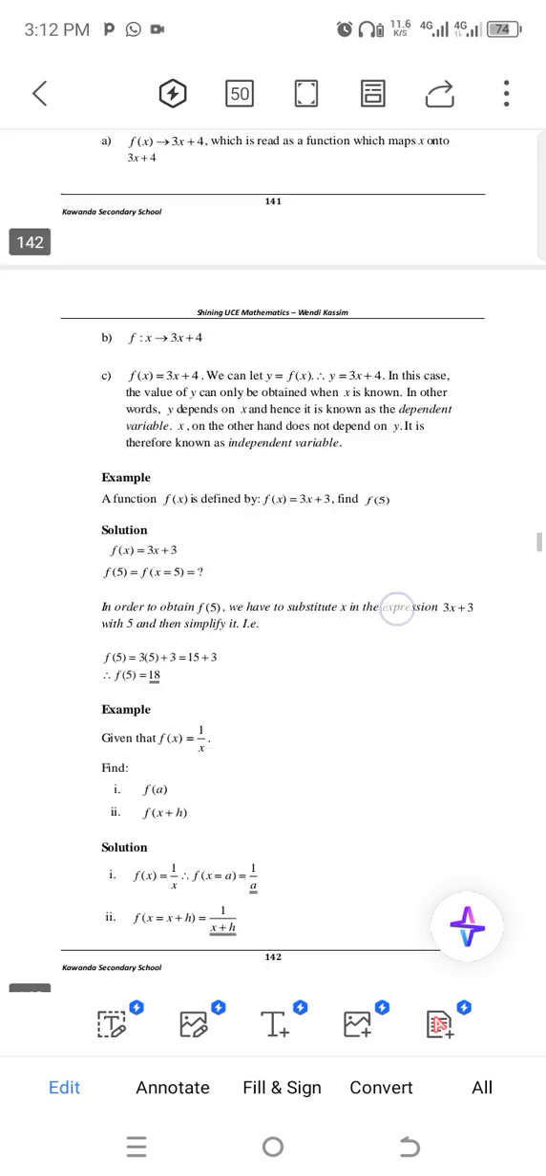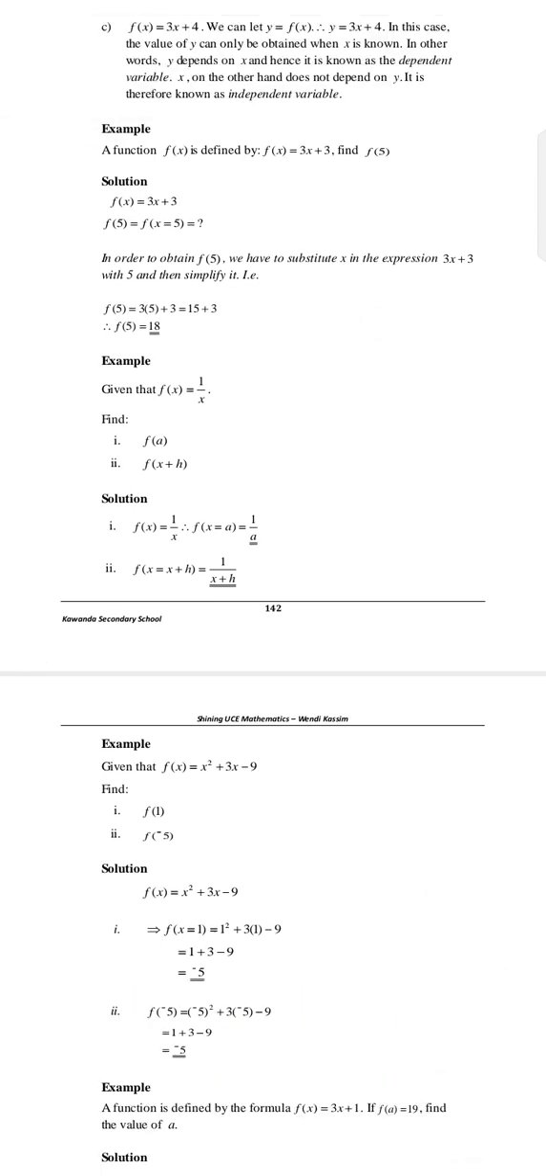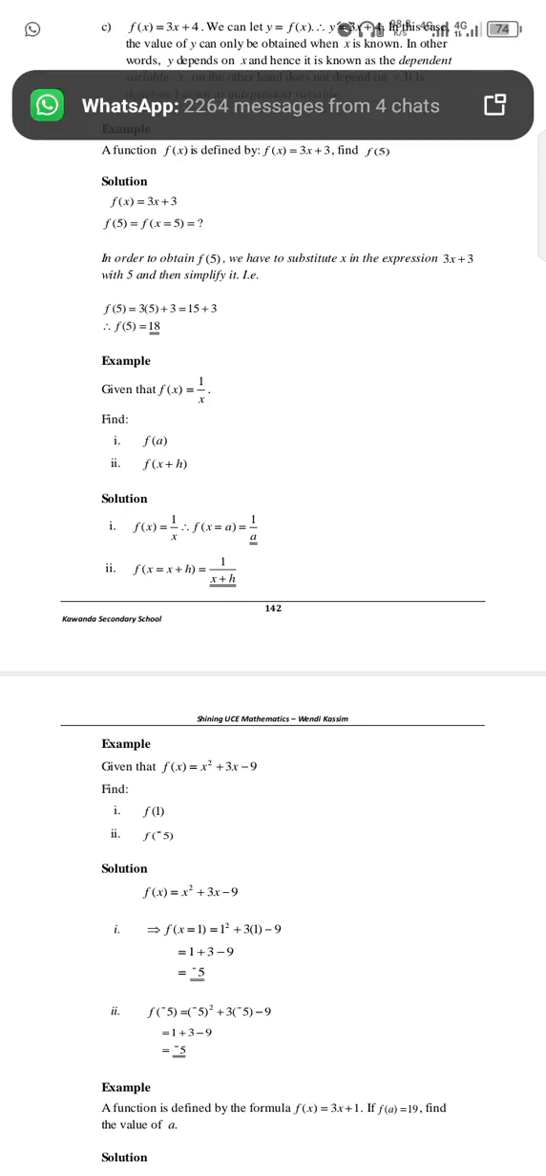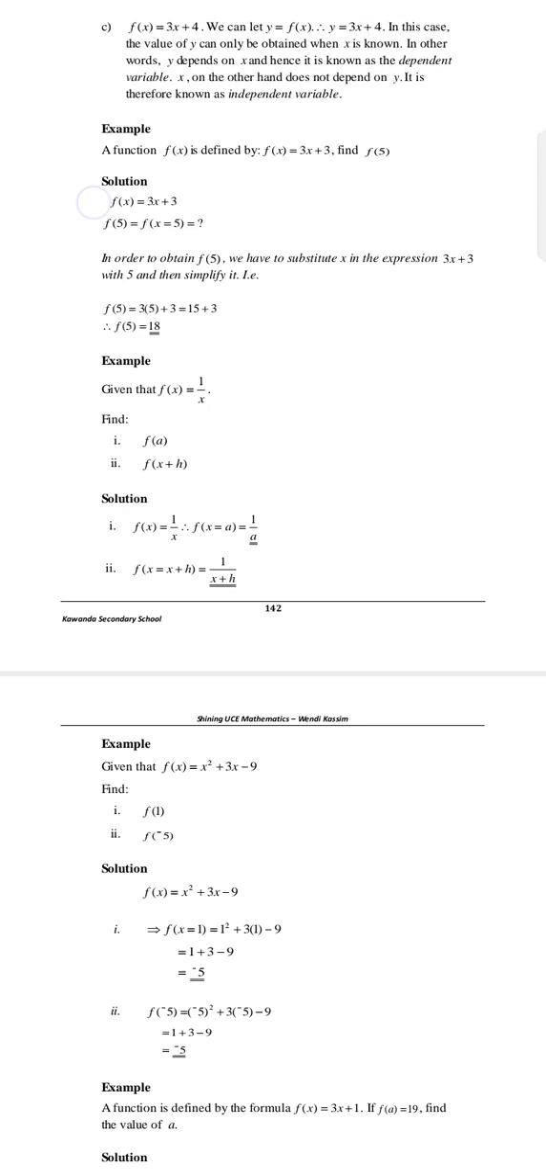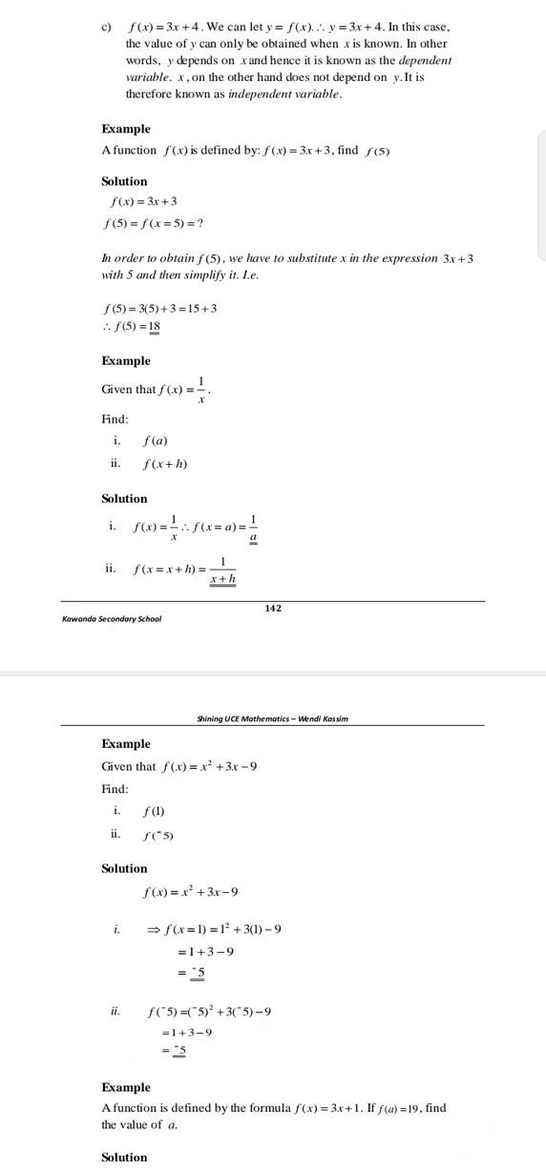Let us start on direct examples with example 1. Function f of x is defined by f of x equals 3x plus 4. Find f of 5. In that case, it means that 5 replaces x. Like you are seeing here, f of x equals 3x plus 4. When you come here, we have f of 5 equals. So what happens is that you maintain what you had up, but 5 replaces x because 5 has gone into the place of x. They are explaining by words.